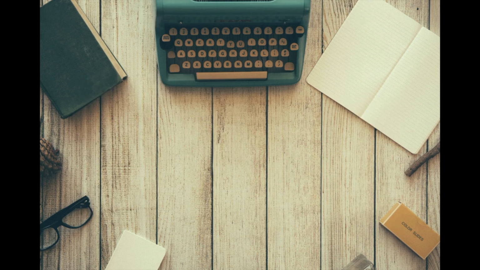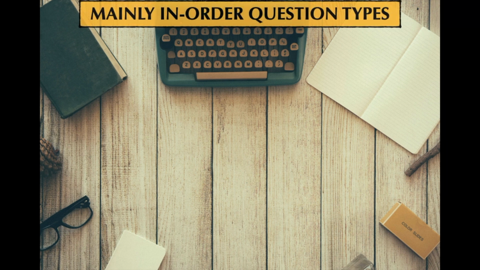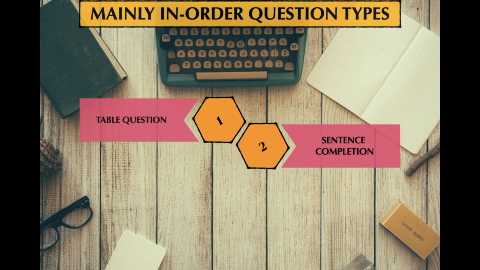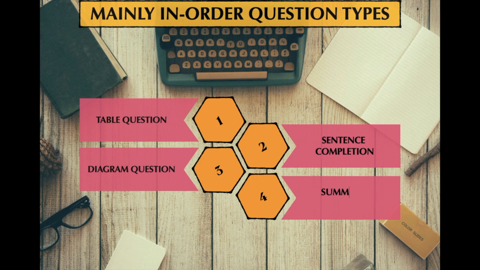Now let's look at the question types that mainly come in order. Whenever you tackle this kind of question type, you need to keep one thing in mind, that they can be in order, but it is not compulsory that they will be in order in the real exam. The question types which are mainly in order are first table questions, then sentence completion type questions, then diagram questions, and at last, you may face a summary kind of question. All these questions need to be solved while keeping in mind that these can be in order and can not be in order.